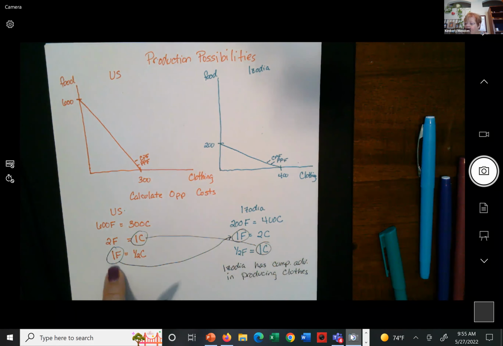Okay. And now compare one food to one food. US gives up half a clothing to produce a food. Izadia gives up two whole clothes to produce a food. So US is giving up less clothes to produce food. US has the comparative advantage.